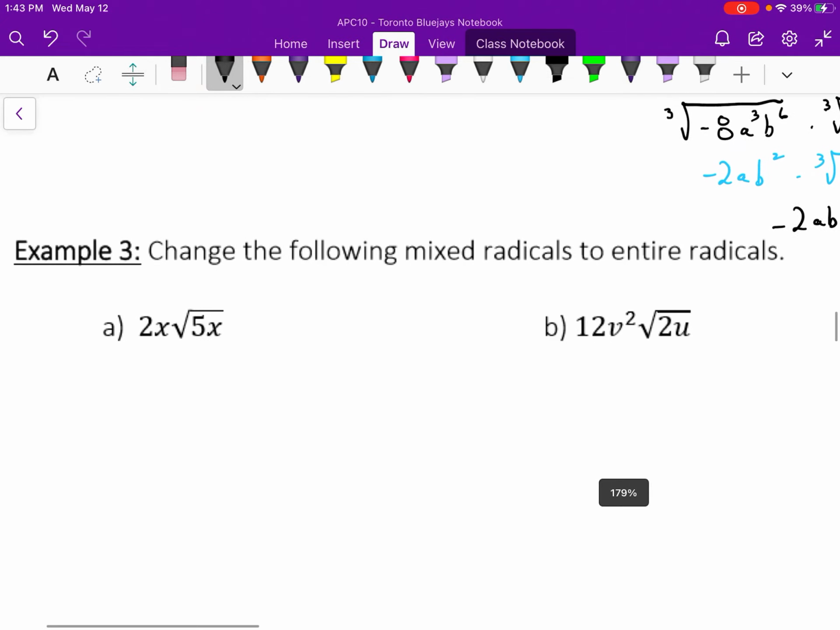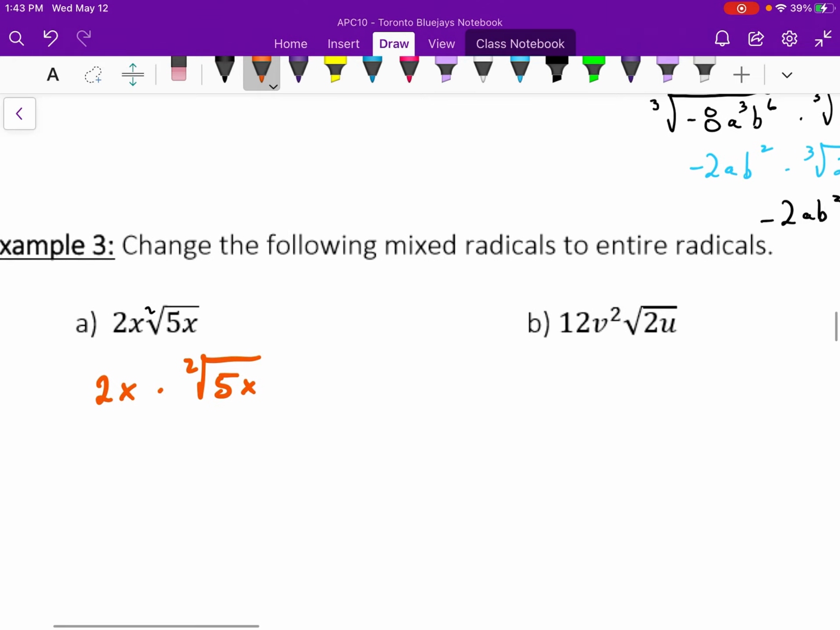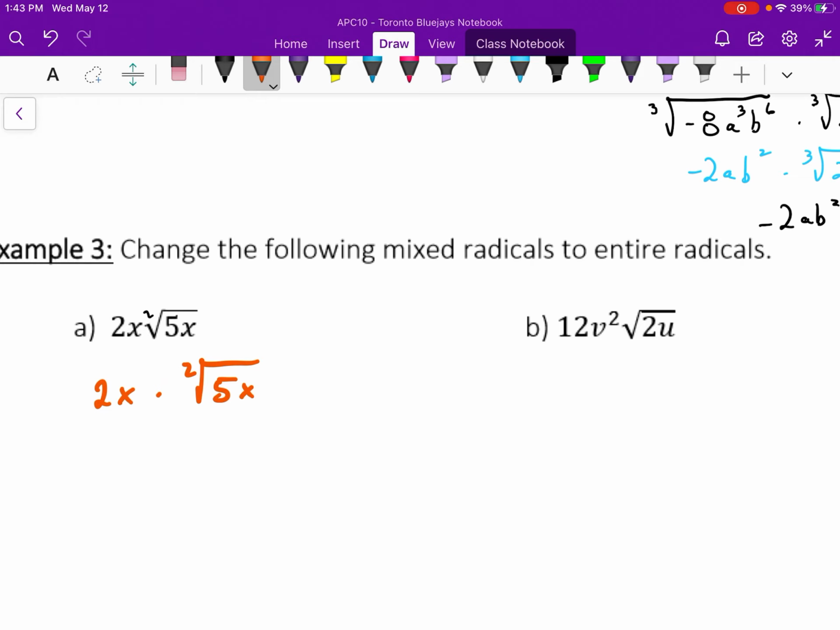Now, we're going to change the following into mixed radicals. So we're just going to use the multiplication rule just in reverse, right? If you notice, we have two quantities, 2x times the square root of 5x squared. That's what this says. So we have a mixed radical because we have the coefficient in front and something under a radicand. We want to move everything under a radicand.